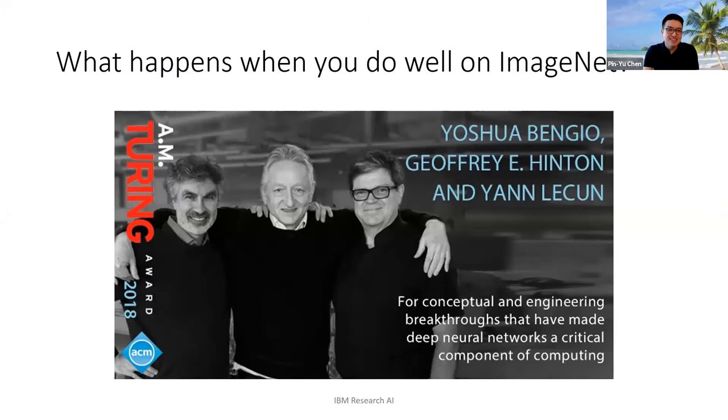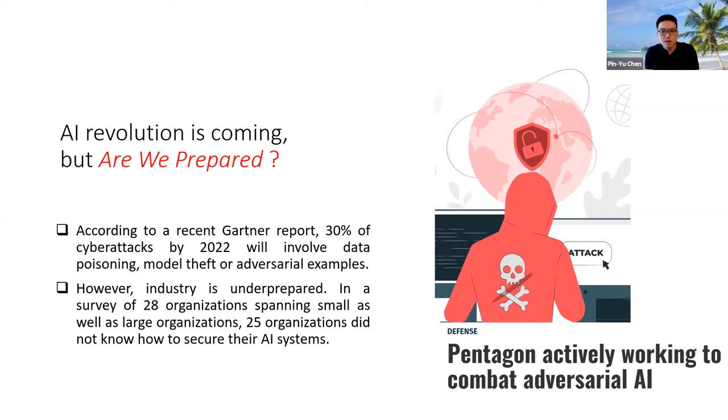As we are expecting the AI revolution to come, are there any things that we neglect or are not aware of? One issue raised by a recent Gartner report is that 30% of cyber attacks will more or less target these AI-driven systems and invoke attacks like data poisoning, model theft, or adversarial examples. On the other hand, surveys show industries are not really well prepared. Most of them did not know how to secure their AI systems. So on the one hand, we are expecting AI to drive changes in industry and our lives. On the other hand, we are not really well prepared for any potential negative impacts.